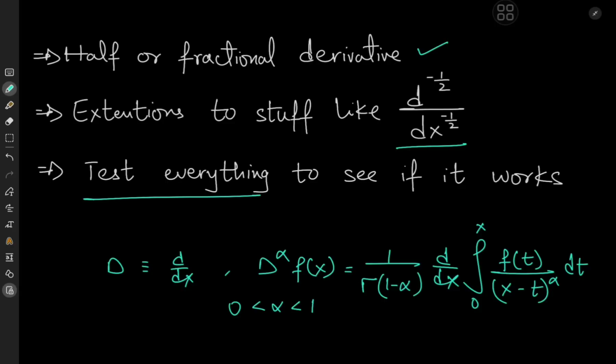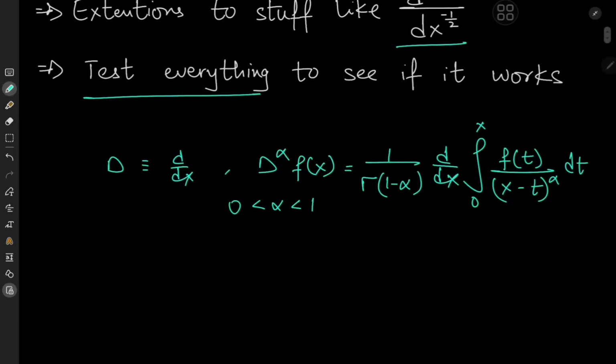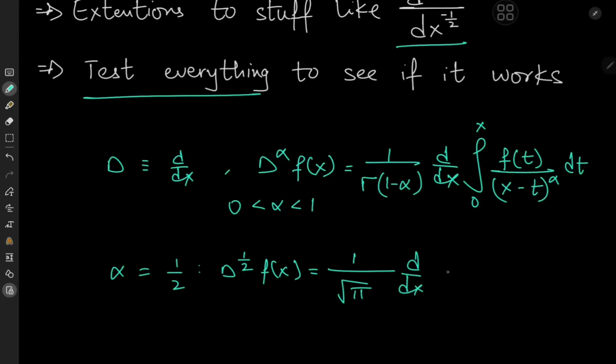So this is pretty cool. And let's look at a nice example of this. We're going to be talking about the half derivative. So we have alpha equal to 1/2, meaning that the half derivative of the function f of x is equal to 1 over gamma of (1 minus 1/2), which is just gamma of 1/2, and gamma of 1/2 is famously equal to root pi. We have the derivative with respect to x of the integral from 0 to x of f of t divided by root of (x minus t) dt.